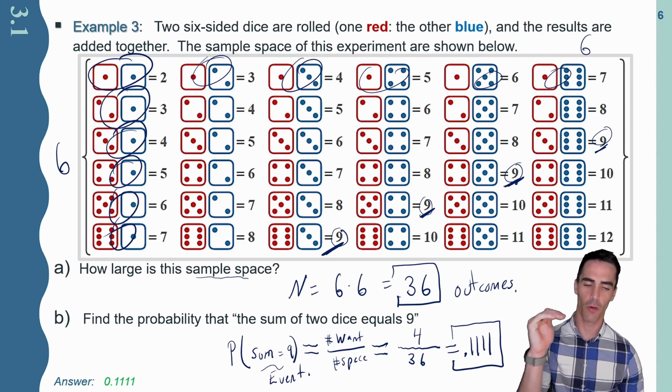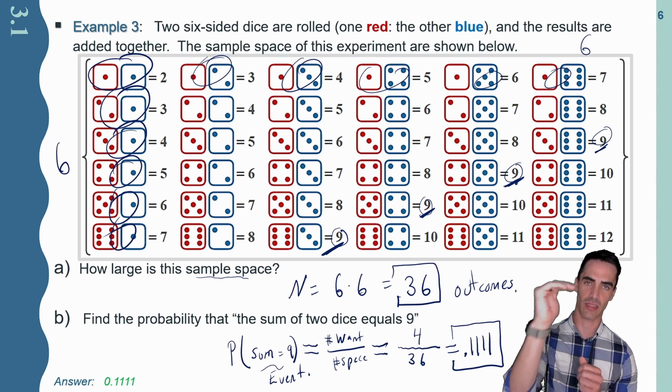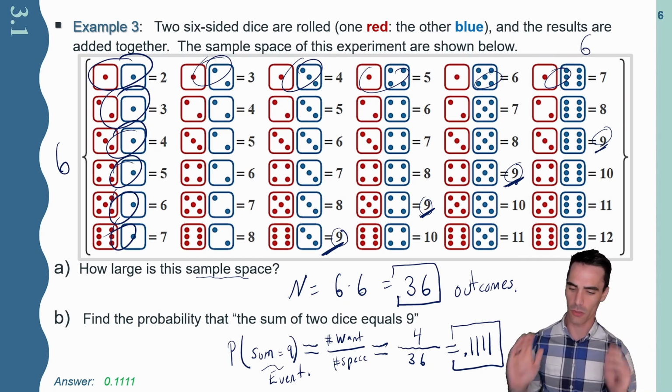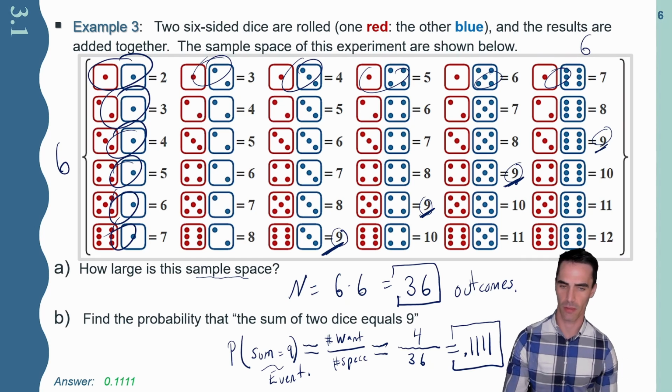Again, probability, hopefully right now, is a basic concept. We're looking at the number that I want divided by my space down below. And if you can divide those two, you're golden. You can tackle much probability.